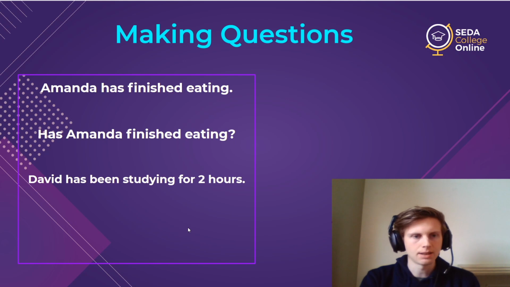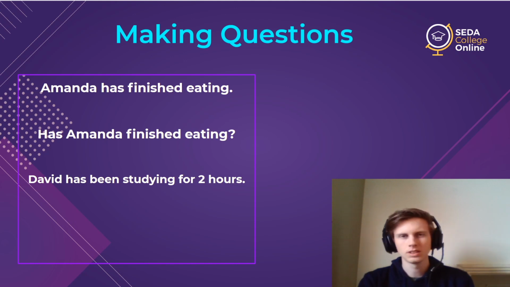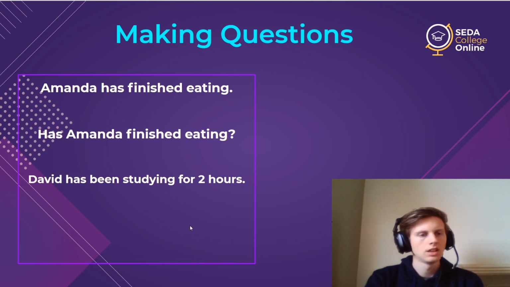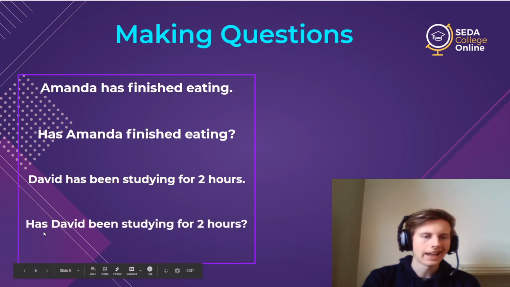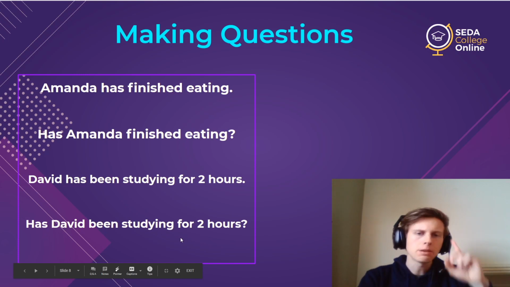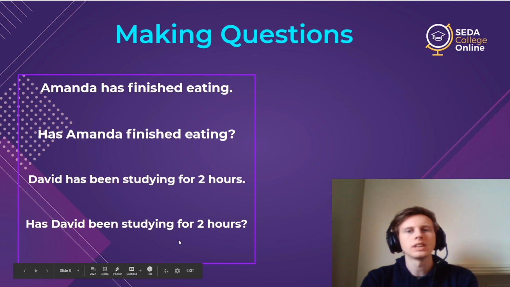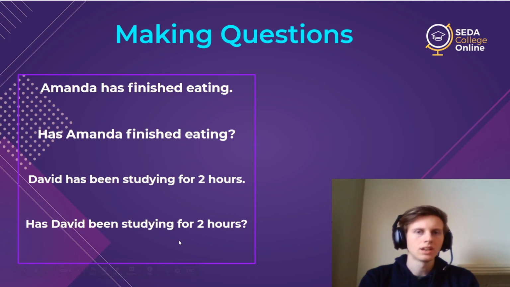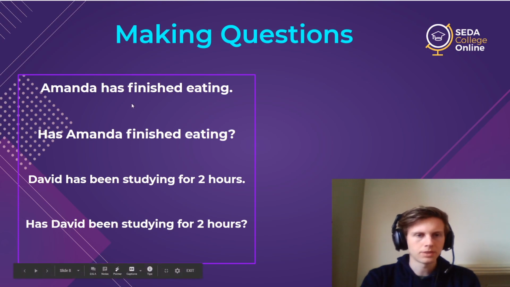All right, next example. David has been studying for 2 hours. The question? A little trickier. Well, if you say, has David been studying for 2 hours? You are correct. Maybe someone said, how long? If you said, how long, don't worry. I will talk about that. So let's look at the grammar of these sentences.